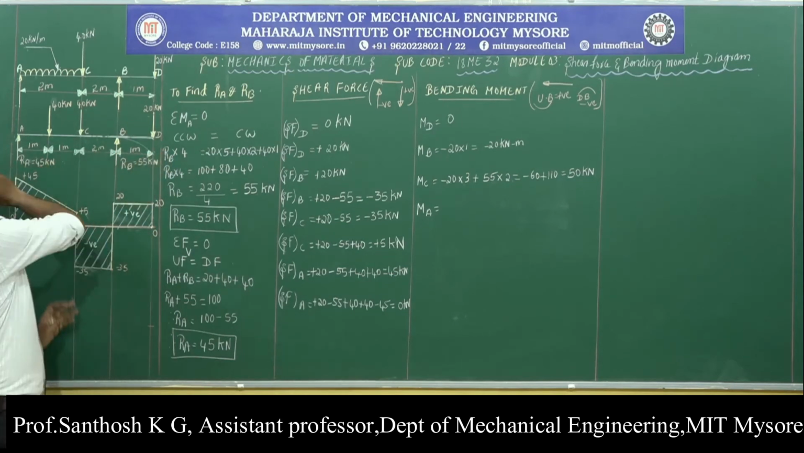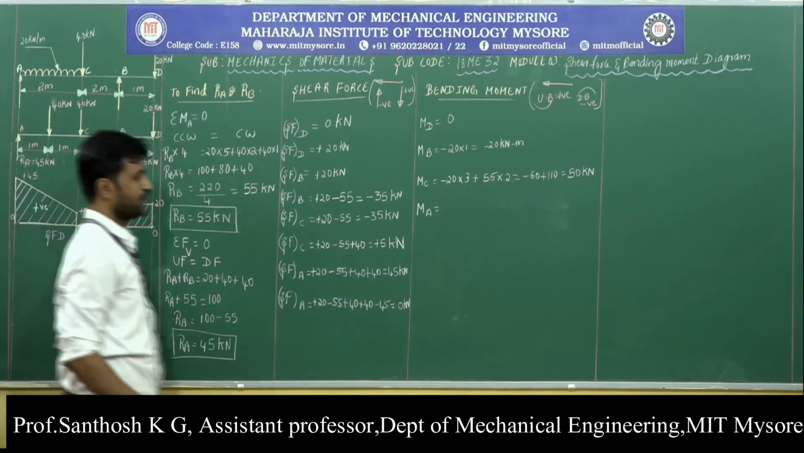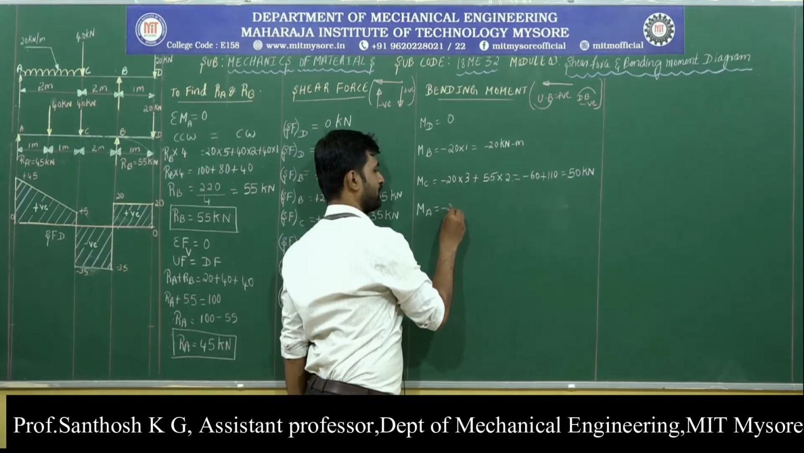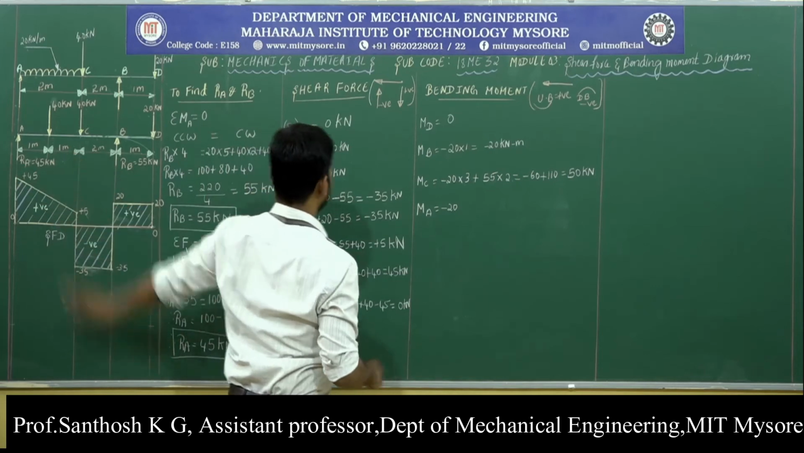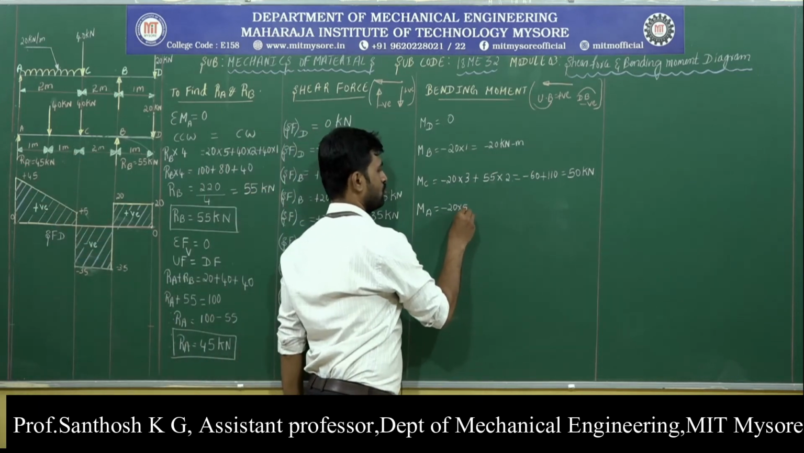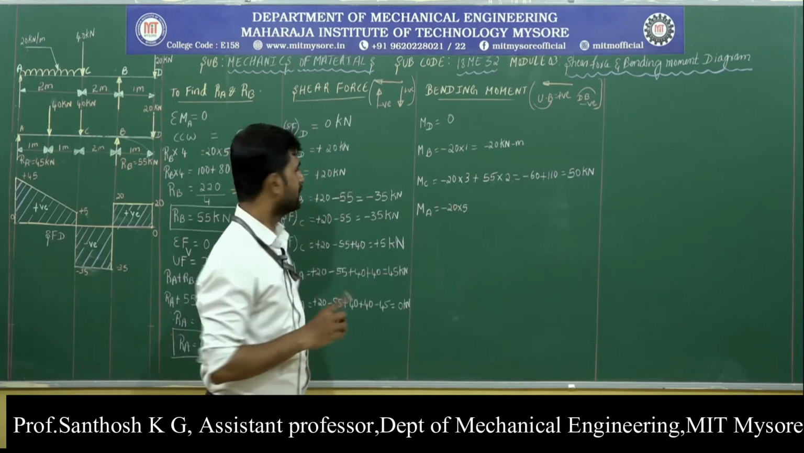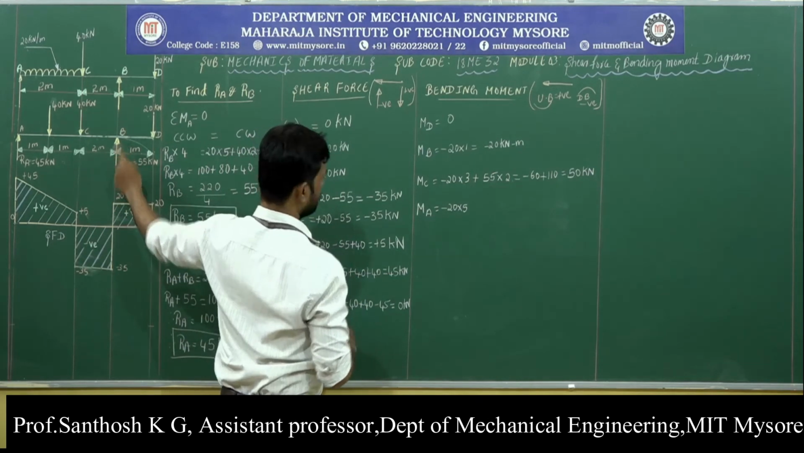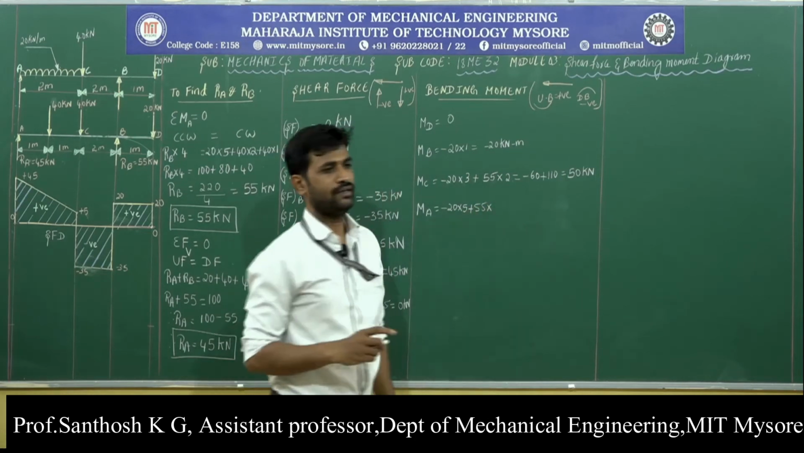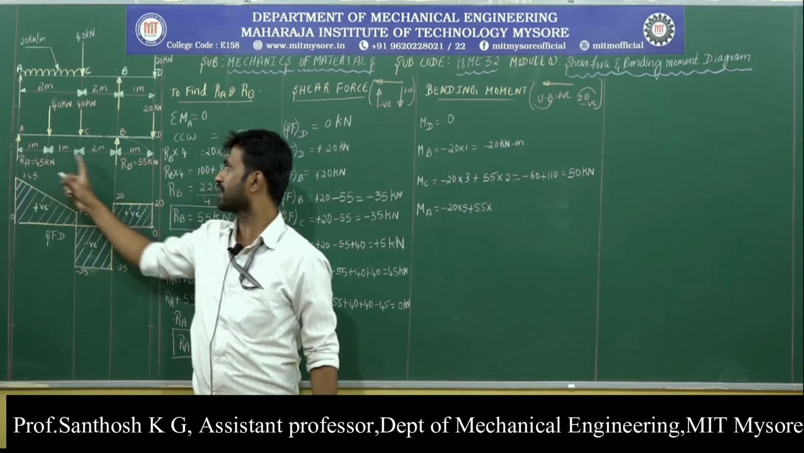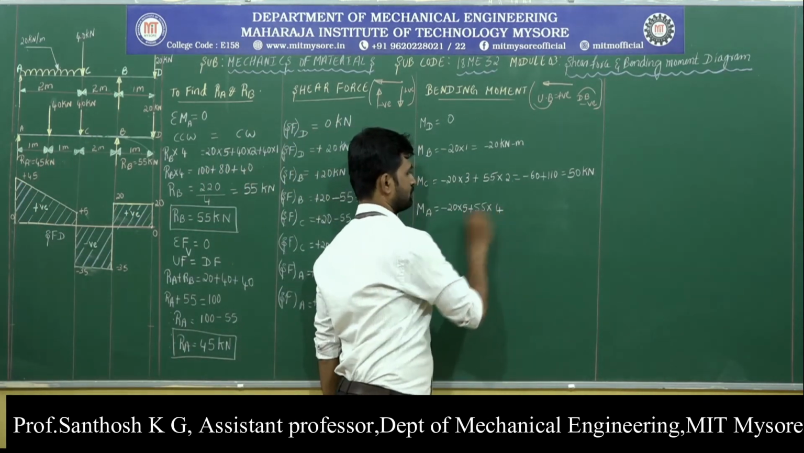In order to find the bending moment at A, we will move from point D, which is at the right end, to the point A. While moving from D to A, the first force we have is a downward force of magnitude 20 and its distance from A is 5 meters. So, the moment due to the 20 kilonewton downward force is minus 20 into 5. Then at B we have an upward force of magnitude 55 and its distance from A is 2 plus 1 plus 1, which is 4.